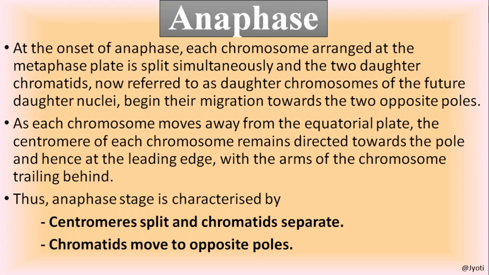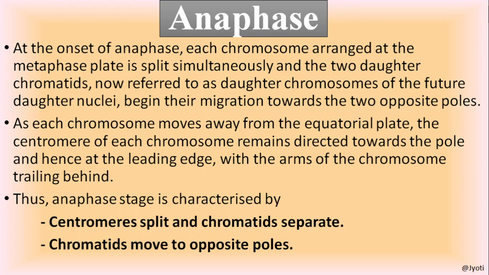When the cell enters into anaphase after the metaphase, the chromosomes which were arranged at the metaphasic plate now split simultaneously and they become two daughter chromosomes. So the two chromatids which were held together with the help of a centromere now split off to form daughter chromosomes. And these daughter chromosomes start migrating towards the opposite pole due to the withdrawal of the spindle fibers.